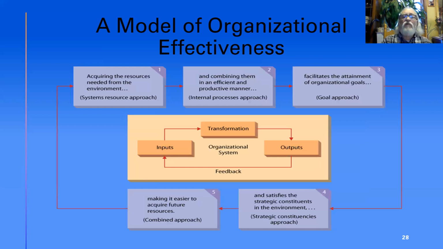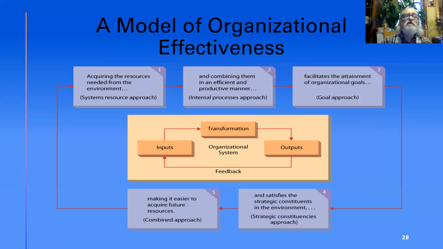Now, here's our model of organizational effectiveness. We've seen this before. Things come in, we transform things, and things go out. This is the organization, and this is really looking at it from a systems perspective. We're gathering feedback all the time, and that's why we have the red arrows connecting everything. So as you can see here, we could really be using a variety of these different approaches as we try and provide services or products and so forth.